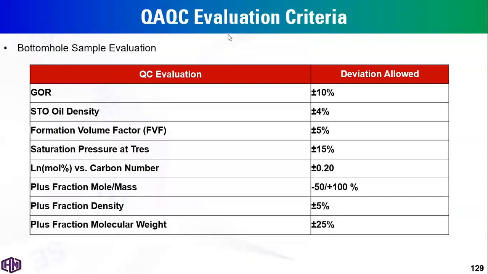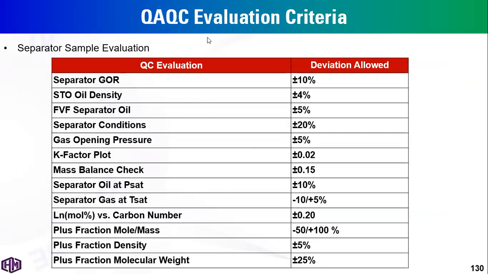Now this is the evaluation criteria for bottom hole samples, as you can see, and this is the accepted deviation as a percentage for gas oil ratio, stock oil density, plus fraction density, and so on. And this is another evaluation criteria for separator samples and for different parameters. Actually, all of these details will be highlighted in much more detail in the upcoming course.